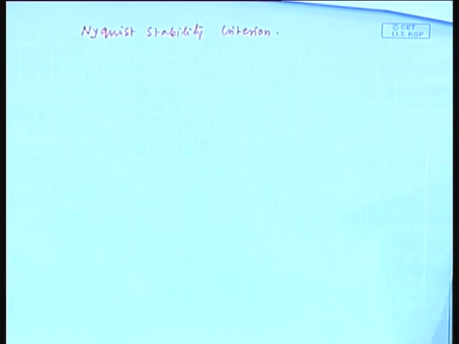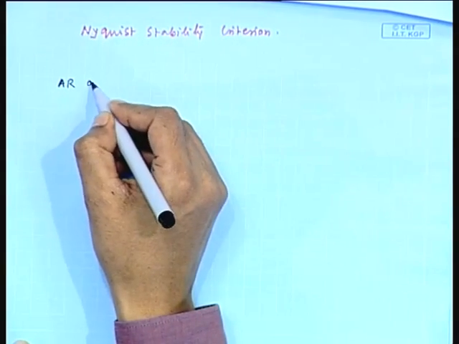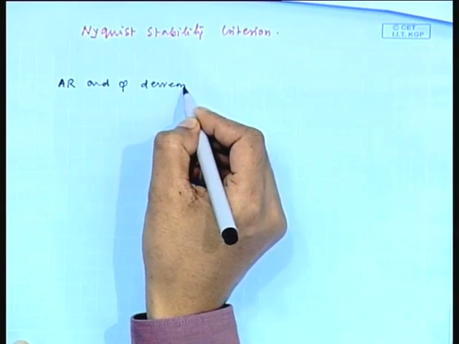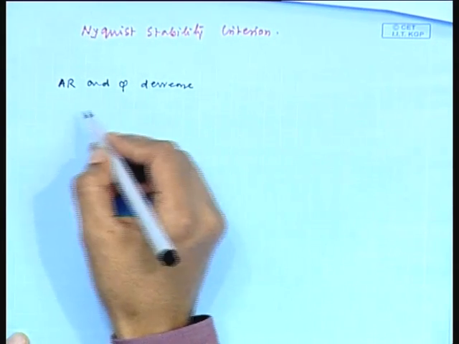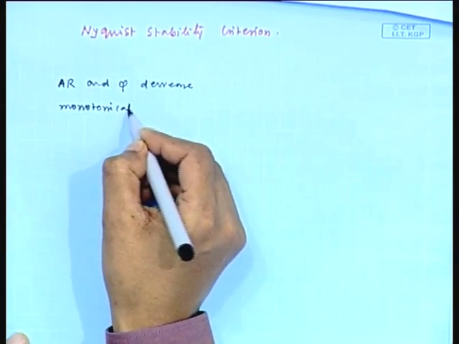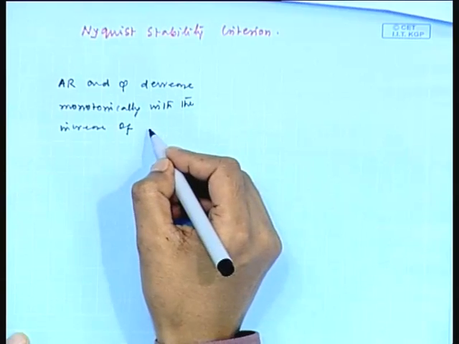So, we discussed a number of examples under this frequency response analysis, and we observed that with the increase of omega, both amplitude ratio and phi decrease monotonically with the increase of omega.